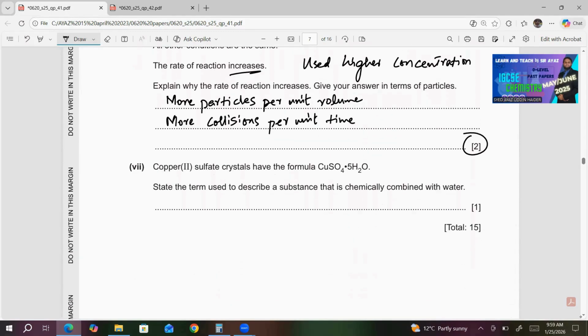7. Copper 2 sulfate crystals have the formula CuSO4.5H2O. State the term used to describe a substance that is chemically combined with water. Hydrated.